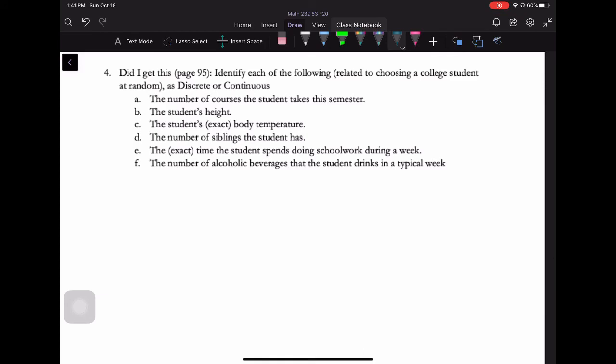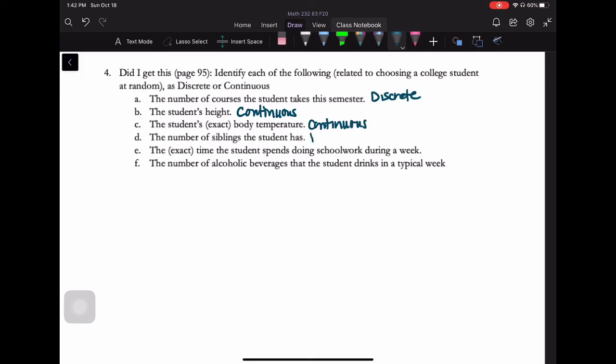Determining whether something is continuous or not. So again, if it's discrete, you can count it. And if it's continuous, it can take on the range of values. So the number of courses you're taking, that's discrete. Your height is continuous because you don't all of a sudden go from being 4 feet to 6 feet without reaching all the heights in between. Your exact body temperature is continuous.